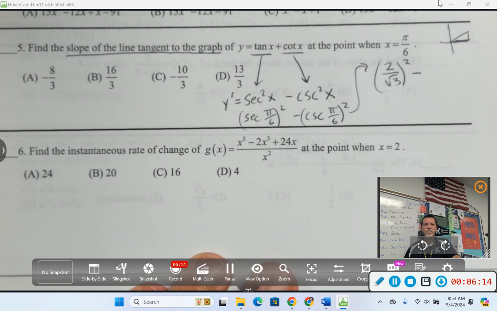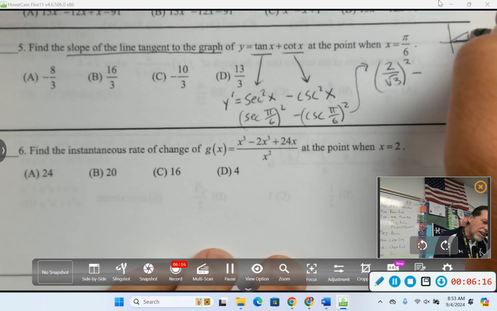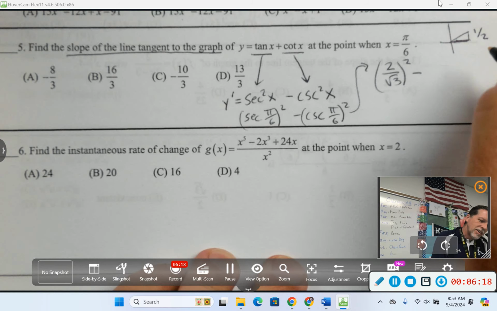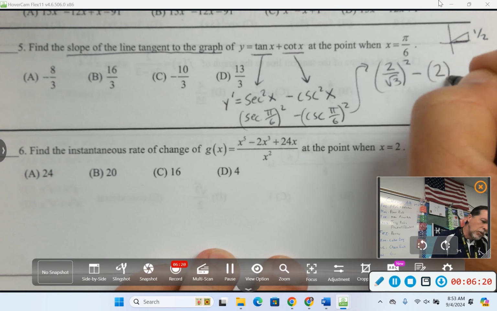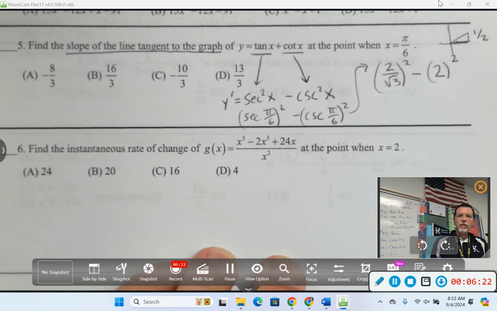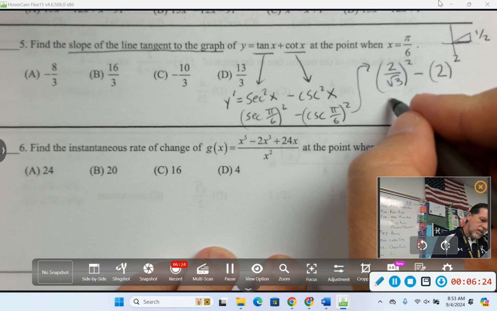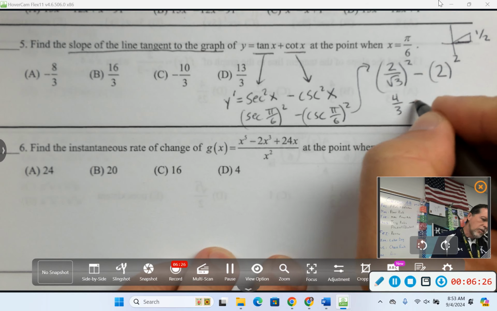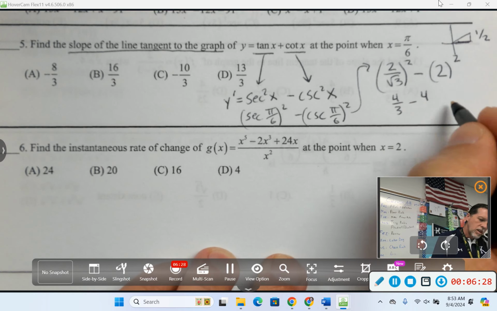Cosecant goes with sine. The sine of pi over 6 is a half. So if I flip that, I get 2. And then square it. So 4/3 minus 4, which would be 4/3 minus.